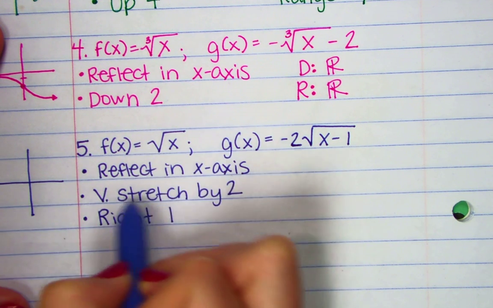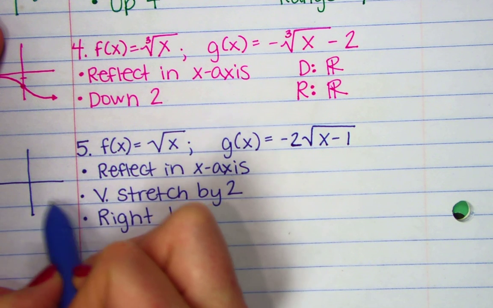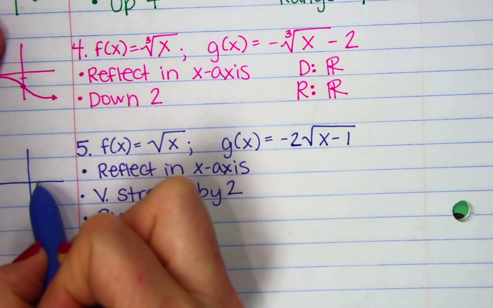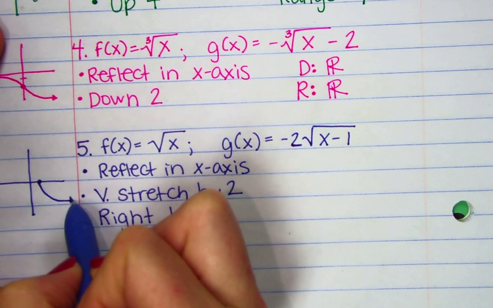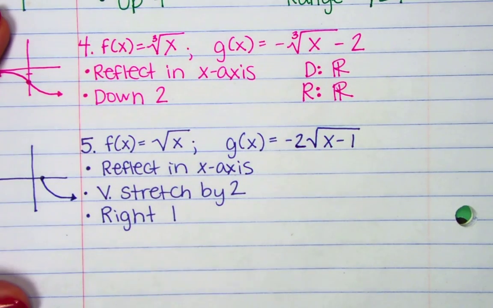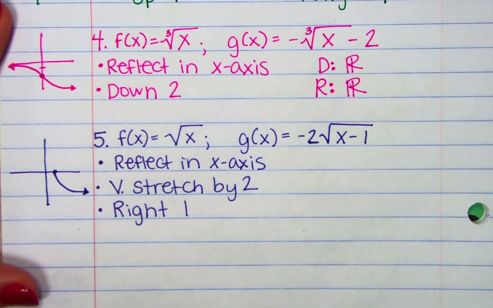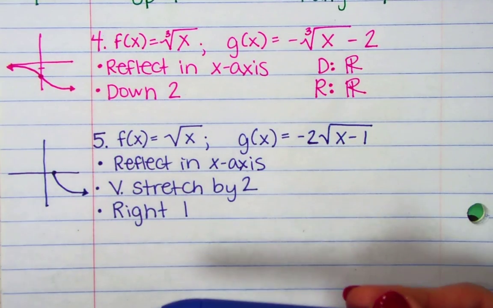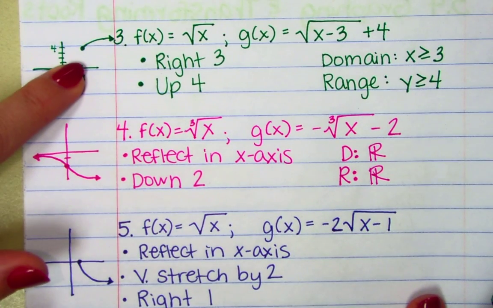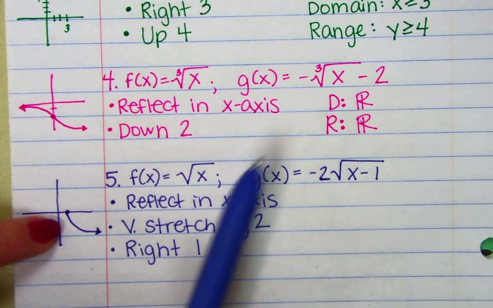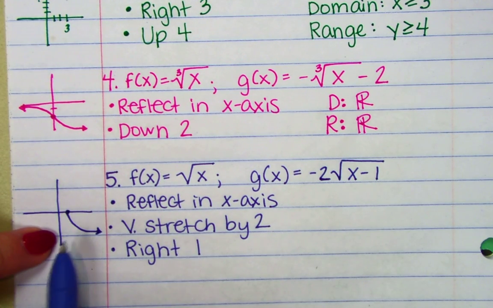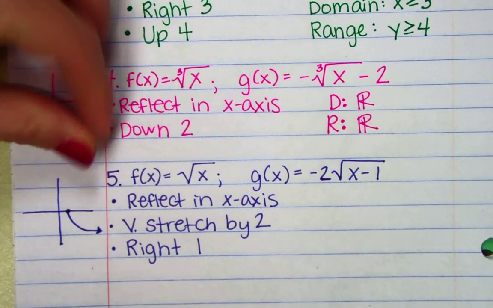And it's a V stretch by 2, so it's going to get kind of wider, not so flat. And we said right 1, so it's going to start here. It's going to look kind of like this. Again, it's just a real basic sketch, but it flips down because when it's not flipped down, it looks like this. It moves right 1, and it's not so flat because it V stretched it up like that.